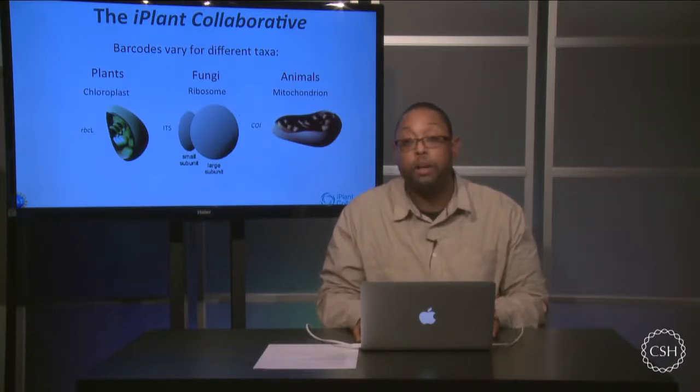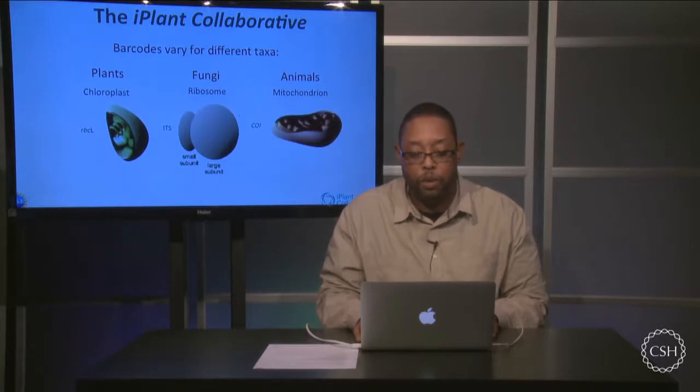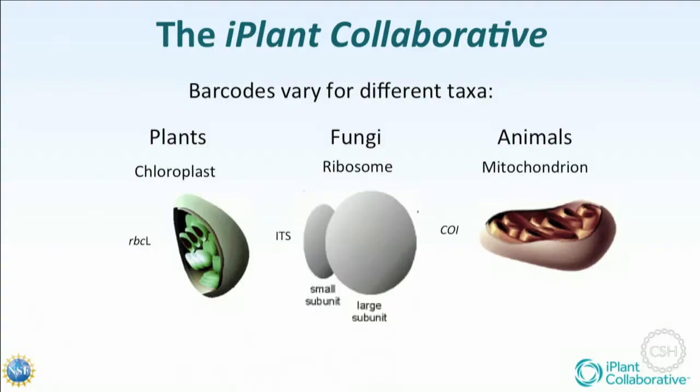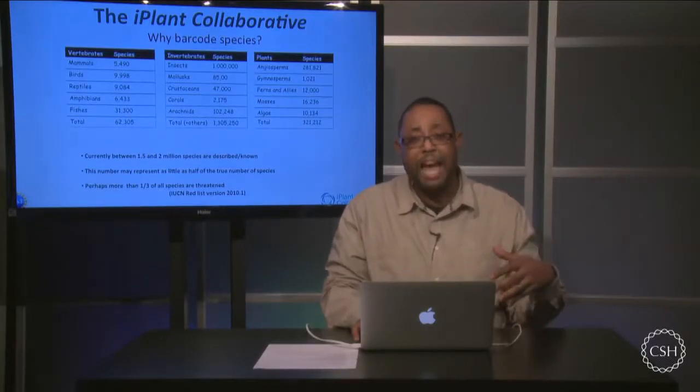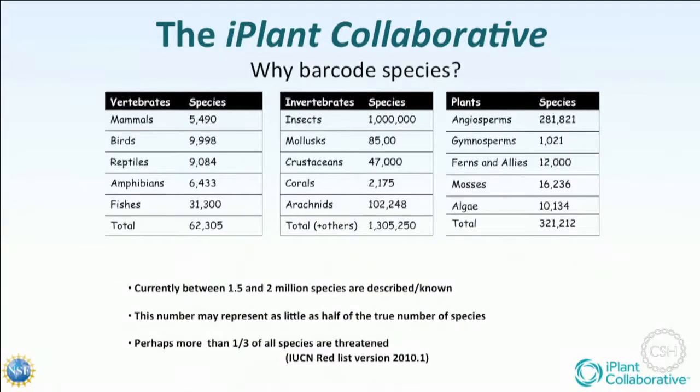But the idea is we're going to be targeting the mitochondria in many animals. So for plants, we're going to be looking at chloroplasts, fungi, the ribosome, and then for other animals, we're going to be looking at the mitochondria, and this includes vertebrates and invertebrates. Now, by using these individual standardized barcodes, we can essentially add to the library that we physically have. And this is one of the features that barcoding is going to add to us.